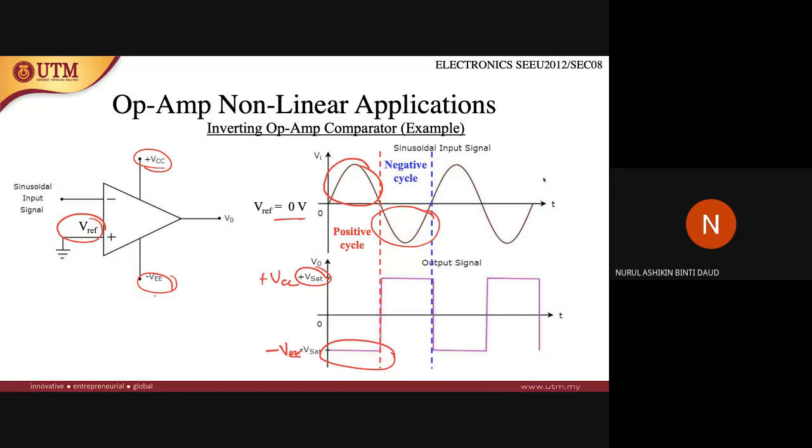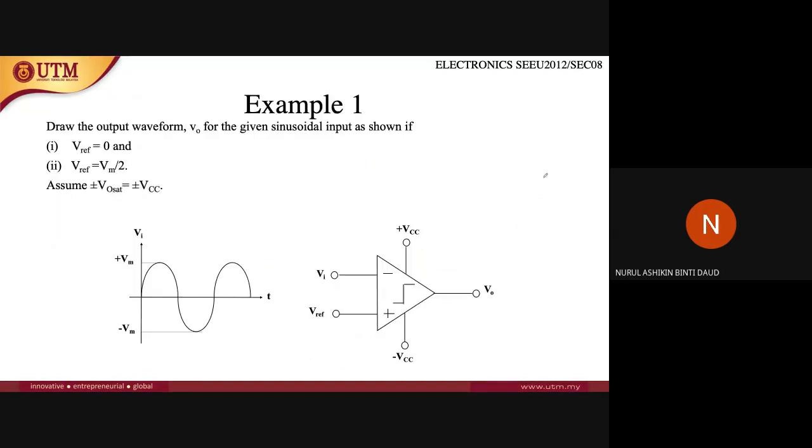Okay, fine. I hope. If okay, you can try to draw this. I think this is very simple because it is about drawing a waveform only. Draw the output waveform V0 for the given sinusoidal input as shown. This is the configuration. This is the input signal.